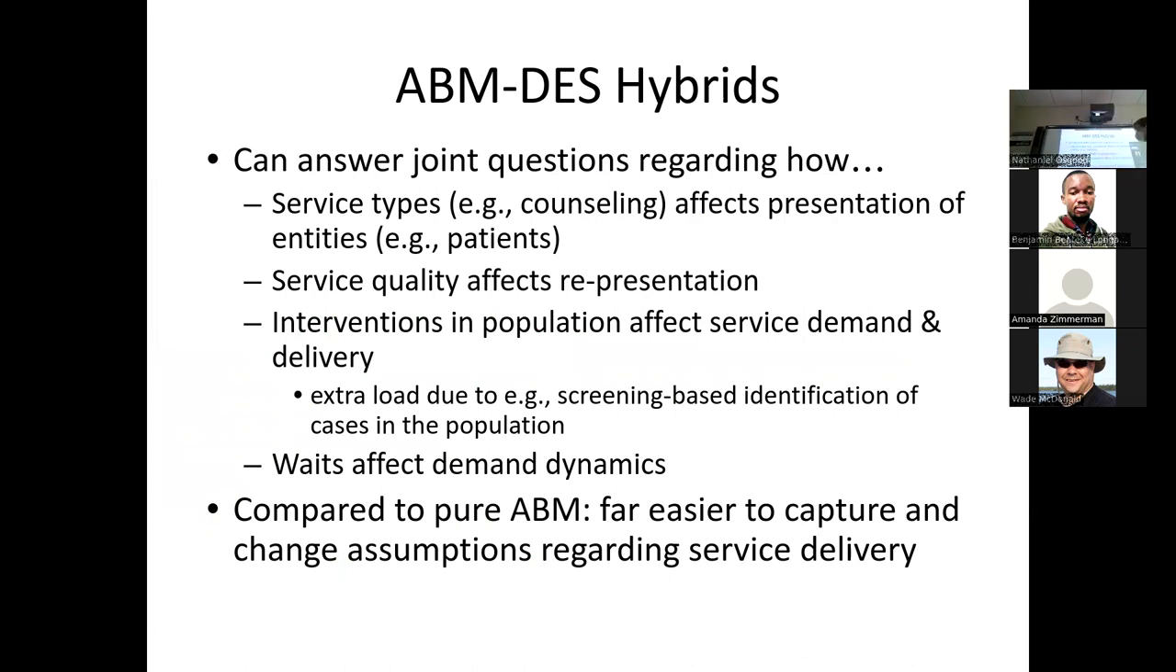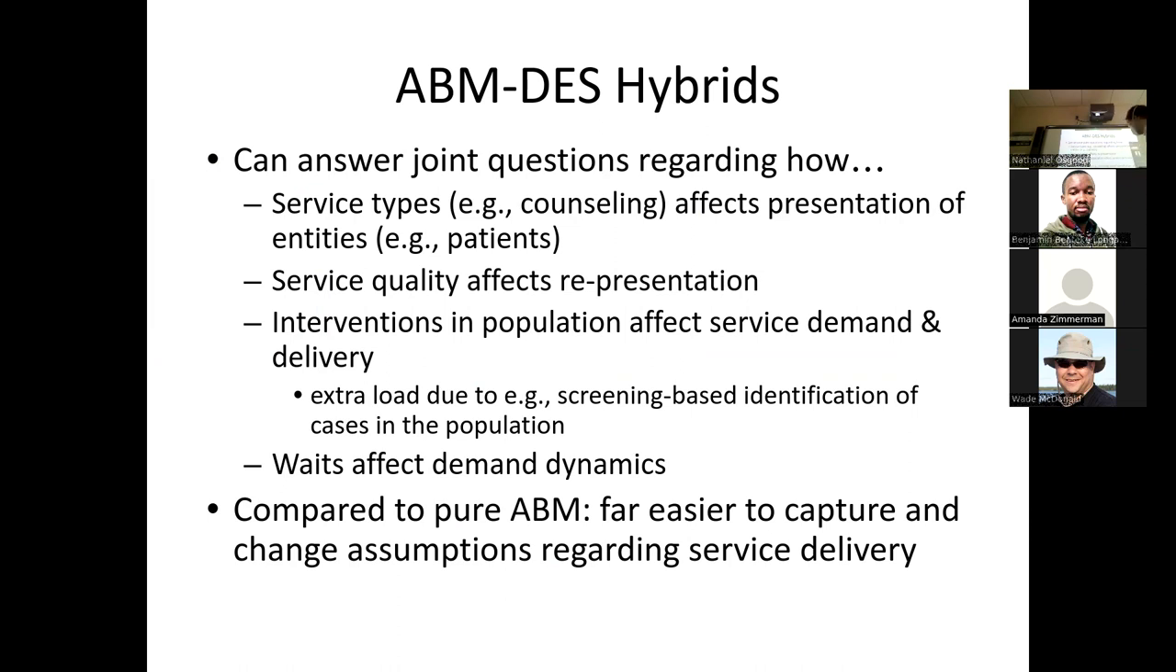And as I've noted, they can address these joint questions on service types, availability of certain types of service, for example, behavioral counseling for an STI clinic or a dental clinic. How does service quality affect representation? A key issue across Canada for the interface between acute care and community care, for example. But it can also allow us to look at how interventions at the population level affect service demand, right? And vice versa. And how wait times affect demand dynamics.